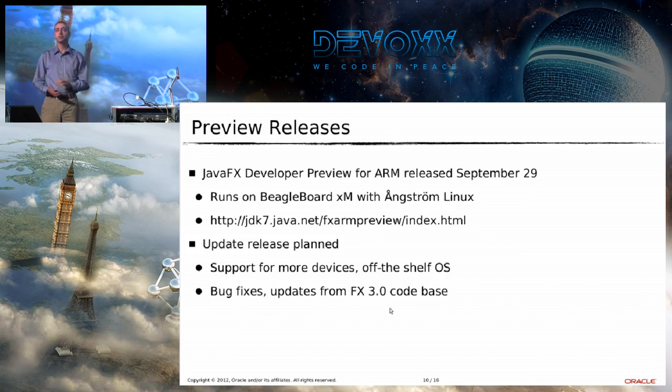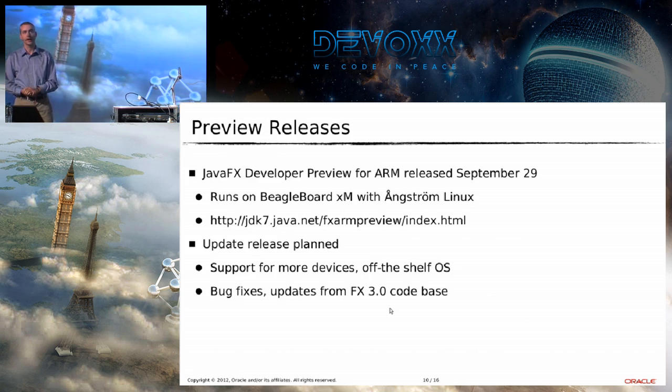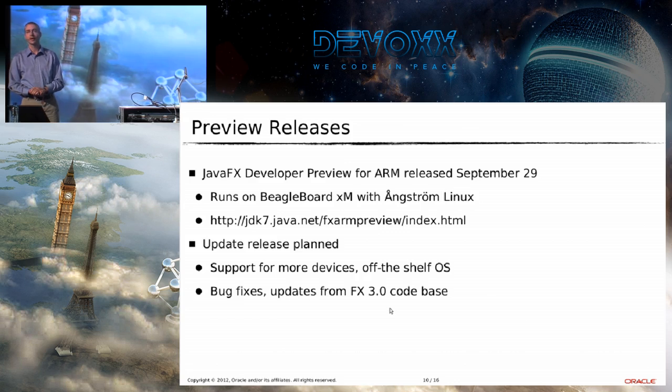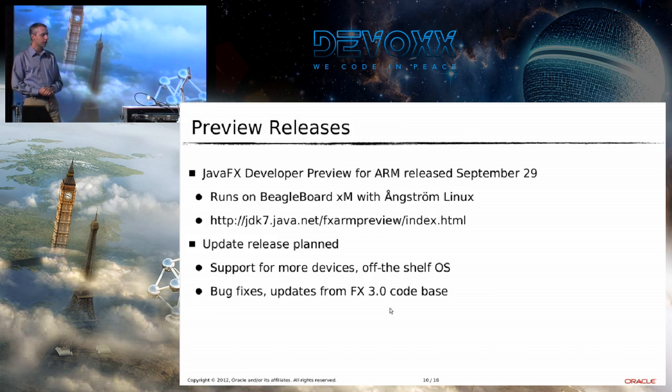So the preview release, we released a few weeks ago, right at the end of September, and we provided a binary which will run on the BeagleBoard XM. This is a bit of an old device these days, so we want to look at updating this to run on more modern devices like the Raspberry Pi, and we have the Panda board as well. So this is running on Angstrom Linux. Unfortunately, it's a little difficult to configure.